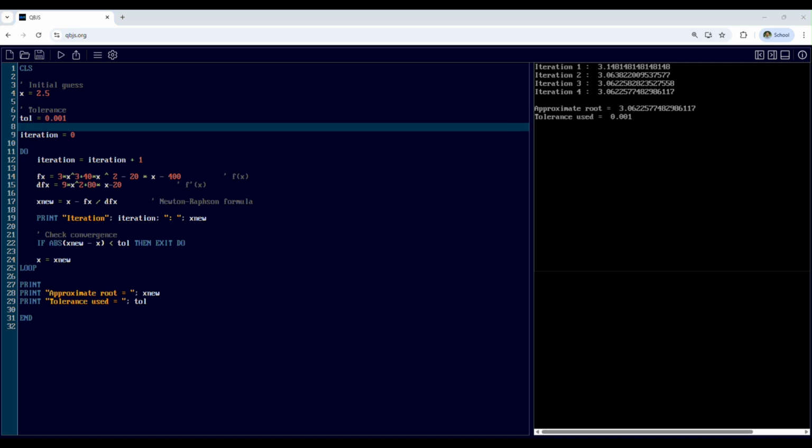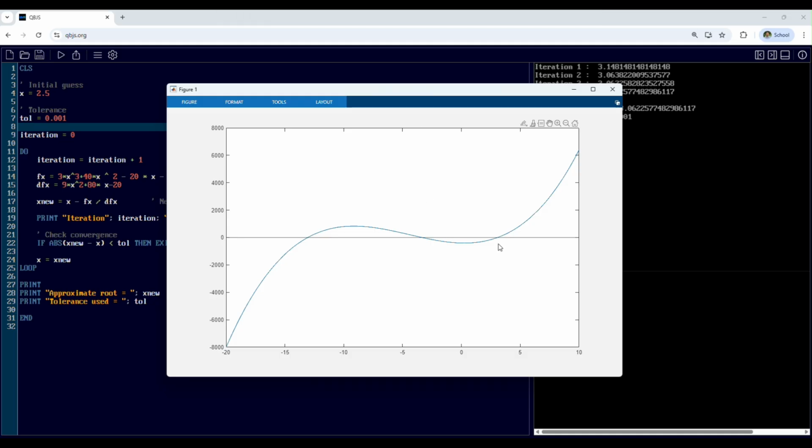I'm going to generate a plot of this. I'll use MATLAB because I'm not sure how to do that in Cubase. I'm going to generate a plot of the function and a crossing line in MATLAB. This is how it looks like. So we have, okay, so 3.06 is indeed very close to the root. Then there's one very close to minus 3.3, and then minus 13 point something.